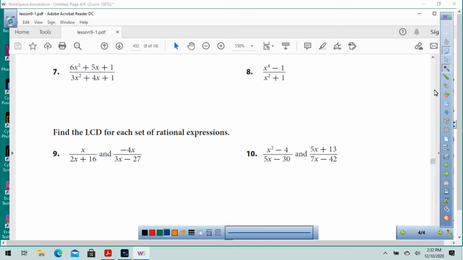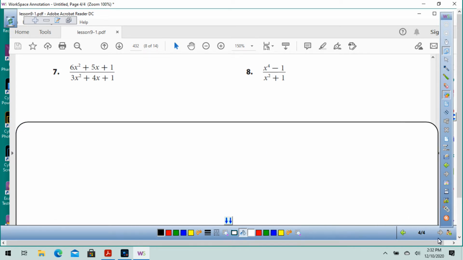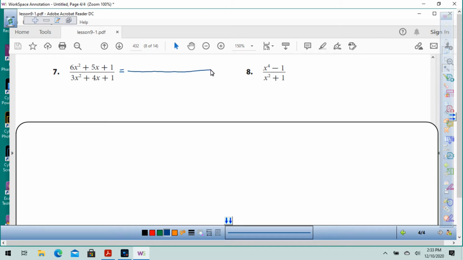Number 7. Let's see. Number 7, what do we got here? Okay, we have 6 here. Now the factors of 6 are 6 and 1 and 3 and 2. All right. But I got 5 in the middle, and 3 plus 2 is 5.